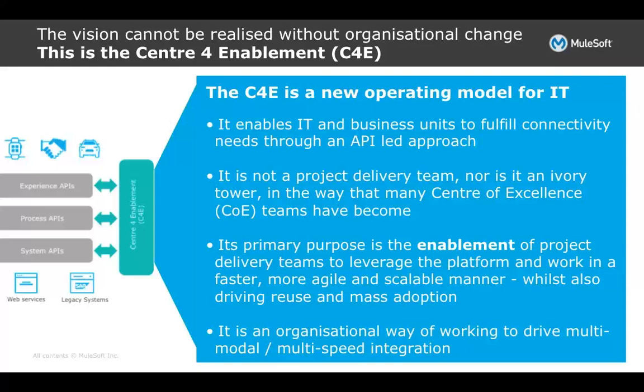So the primary focus of the Center for Enablement is to enable the project delivery teams to leverage the platform and work in a faster, more agile, and scalable manner, but making sure that they focus on the reuse of the components or the company assets. It is a way of working to drive multi-model, multi-speed integration.